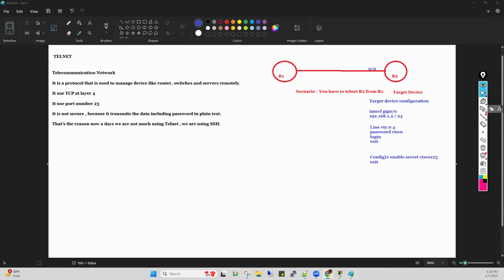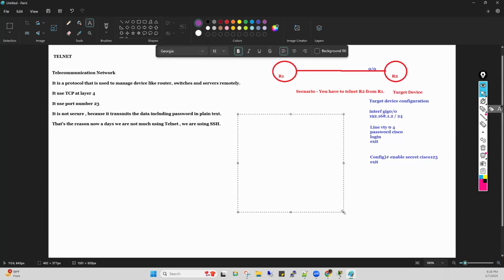Clear guys? Everyone? Now, after that, you need to configure on the requester device. Requester device means on R1. On R1, how can we configure? See here guys. On the requester device, first of all, again guys, interface gig 0/0 and assign any IP address. 1.2 we already assigned, so assign here 192.168.1.1/24.